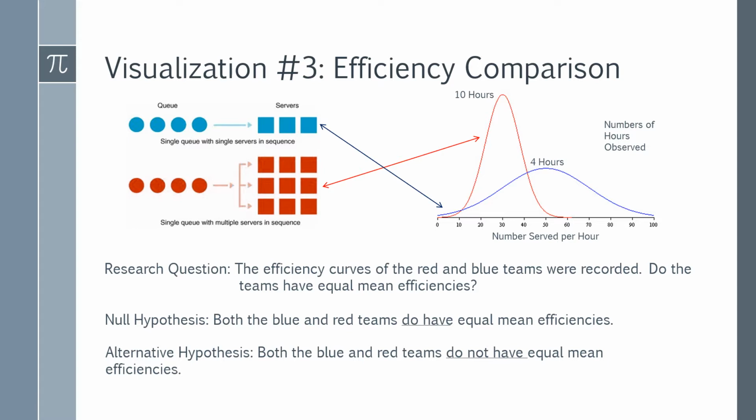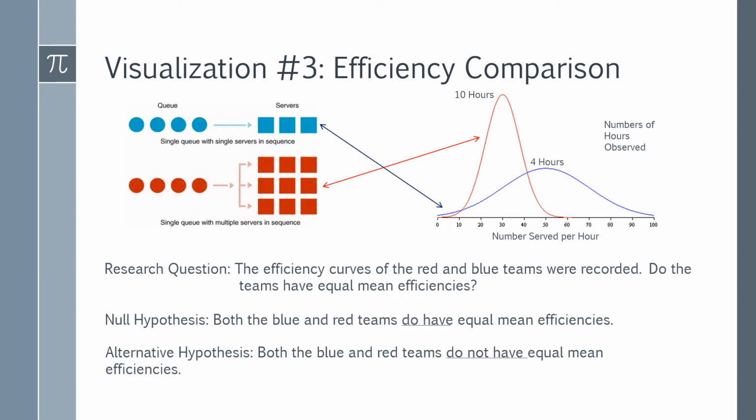Visualization number 3 is an efficiency comparison. Looking at the left side of the chart, it displays a red and blue team with the number of servers in sequence, with the blue team having 3 servers and the red team having 3 sets of servers with a total of 9 servers. To the right of the slide shows a diagram with two bell-shaped curves, with the y-axis showing the number of hours observed and the x-axis showing the number served per hour.